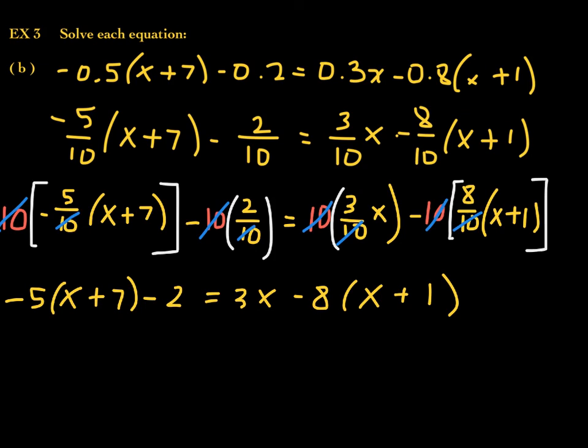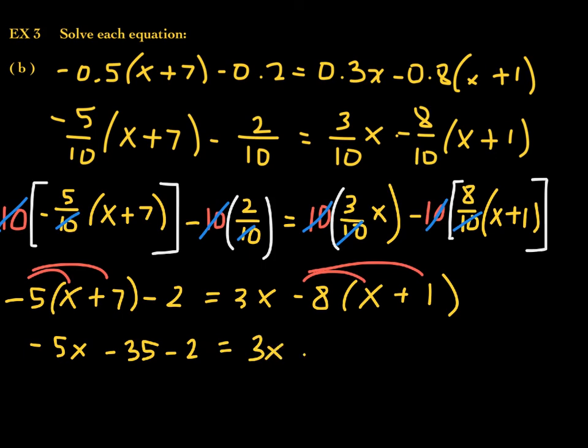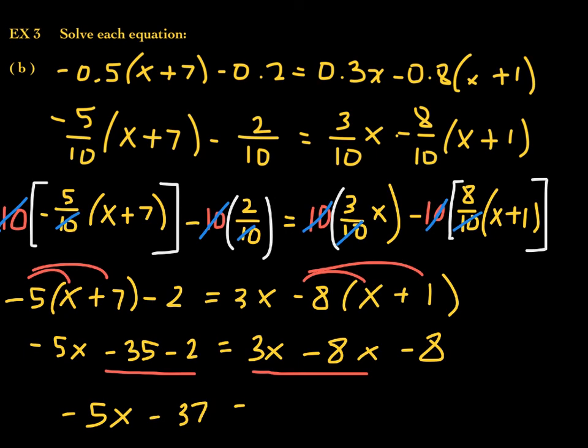Okay, so I hope you distributed -5. I hope you distributed a -8. That should have led you to -5x minus 35 minus 2 is equal to 3x minus 8x minus 8. Next, I hope you combined like terms. On the left-hand side, the like terms are -35 and -2. On the right-hand side, it's the -8x and the positive 3x that you're combining, which will lead you to -5x minus 37 is equal to -5x minus 8.